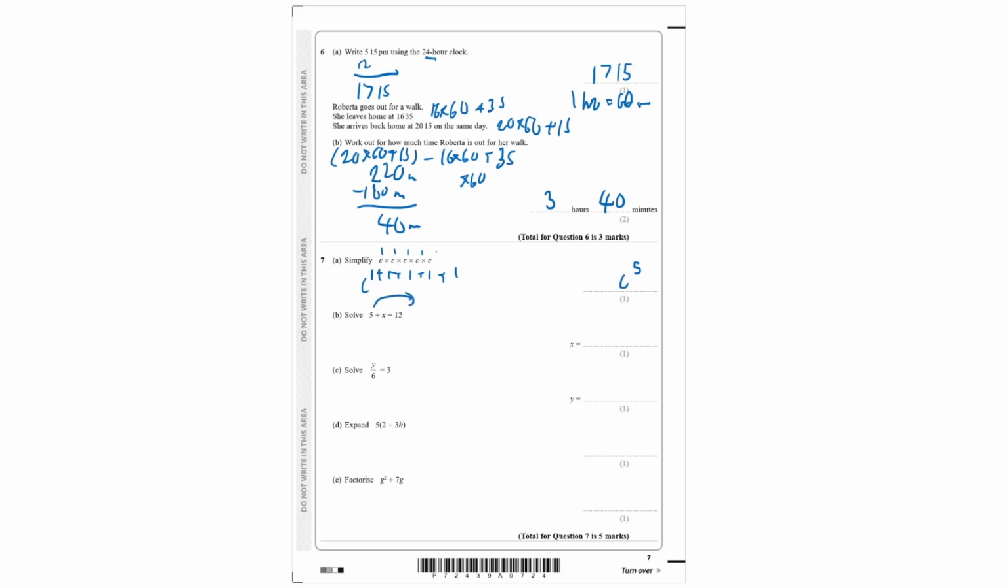Solve 5 plus x is equal to 12. We bring 5 to the other side, and we have x is equal to 12 minus 5. X is equal to 7.